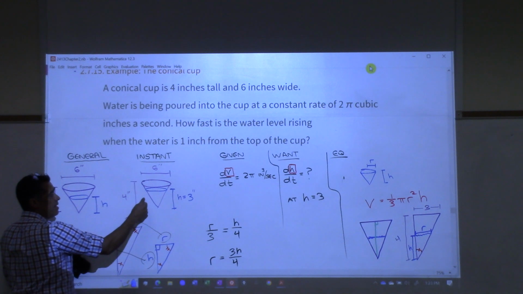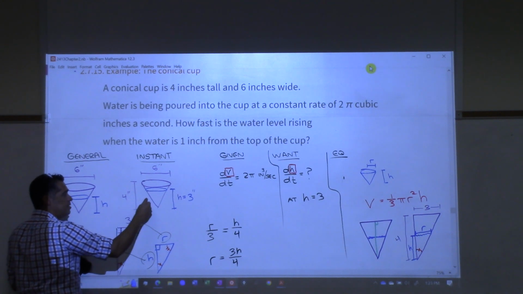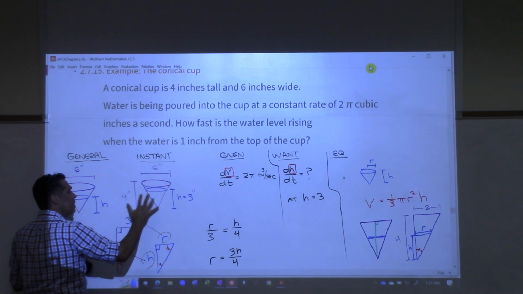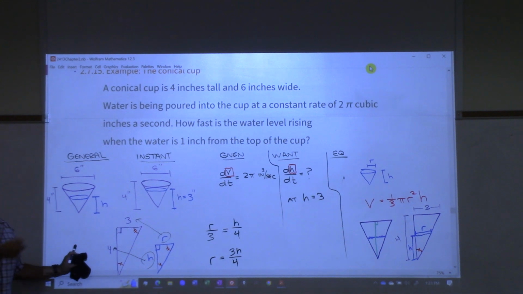Now, H can be 3 here, but remember, we can only look at this picture after we've taken the derivative. All right. Any other questions?